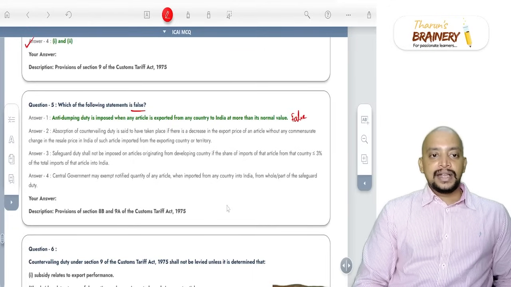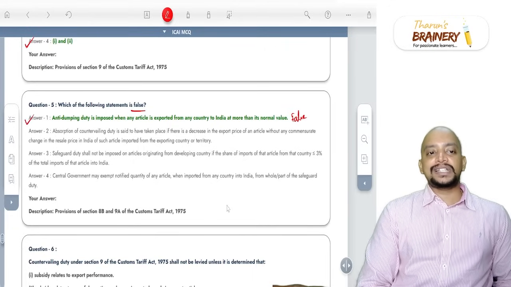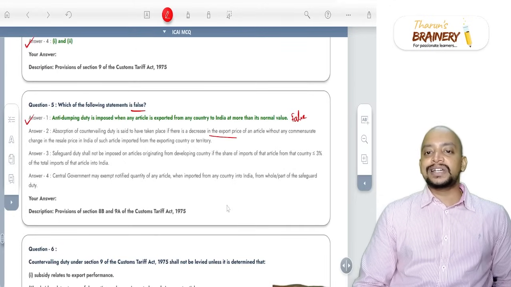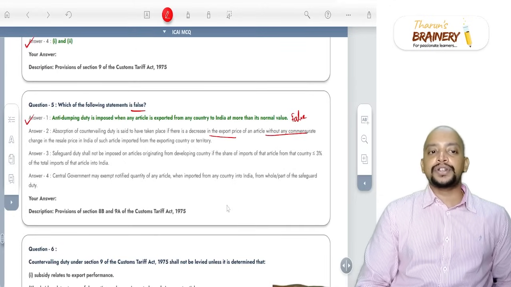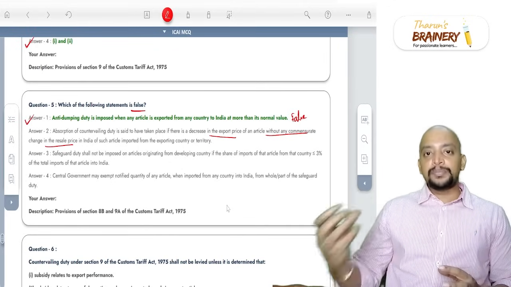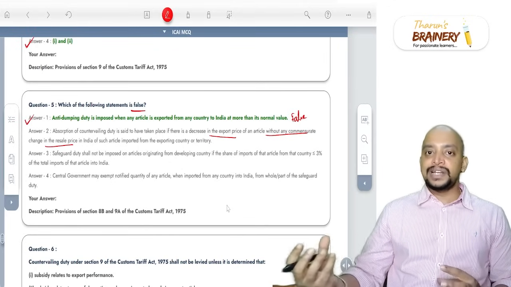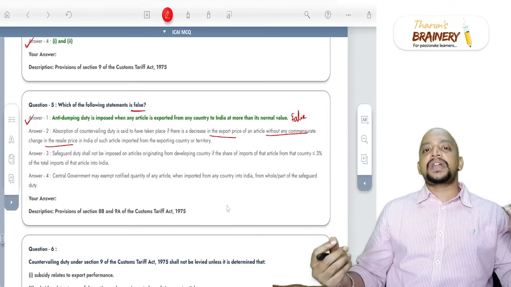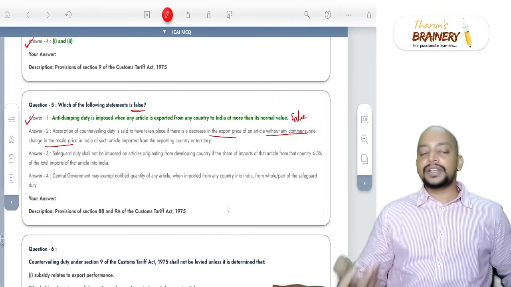Then next, as the first statement itself is false, that itself is the answer, but we will read the others also. Absorption of countervailing duty is said to have taken place if there is a decrease in export price of an article without commensurate change in resale price. Yes, however much dumping duty or countervailing duty is levied in India, the exporter reduces his price in order to absorb this. That is called absorption.